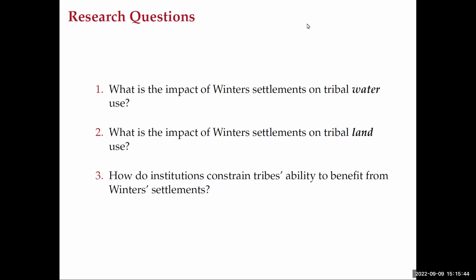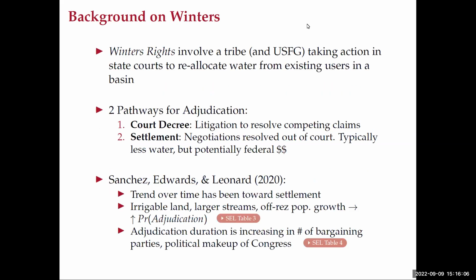And this isn't a large group of people. I mean, they're large land area reservations, but it's a really big impactful change. And so we spend a lot of time thinking about what institutional constraints limit the ability of tribes to use the water.